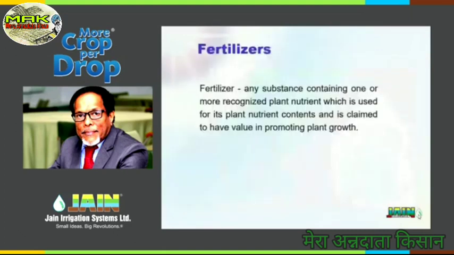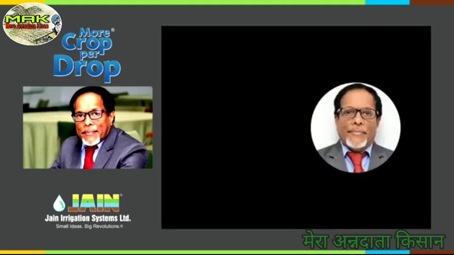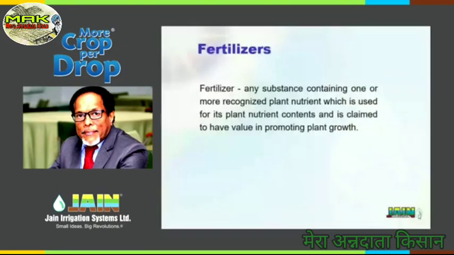Now, how are we going to give these nutrients to the crop? Nutrients are given through fertilizers. When I say fertilizers, don't jump to the conclusion that I'm talking about urea, potash, and all that. Fertilizers can be any substance. They contain one or more recognized plant nutrients, like nitrogen, phosphorus, calcium, magnesium, or iron.